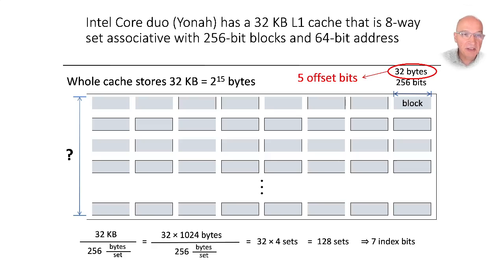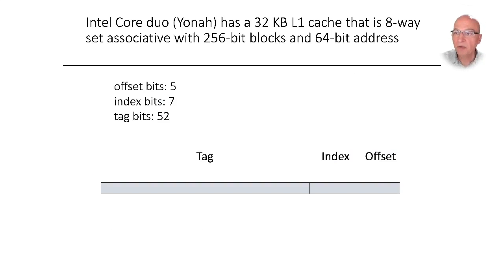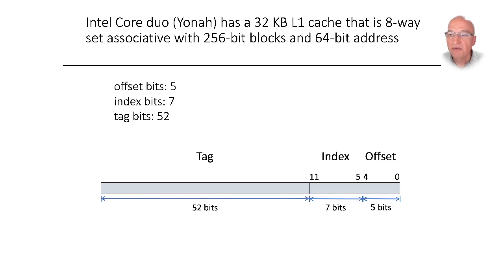So now I know that I have 7 index bits, I have 5 offset bits. How many bits do I need for the tag? Well, I get the total size of the address, which is 64 bits, and I subtract those two numbers, and the remaining bits are for the tag. So this cache will have tags of 52 bits, an index of 7 bits, and offsets of 5 bits. So that is the answer to my question. And the way I will decompose this address now will be 5 bits for the offset, 7 bits for the index, and 52 bits for the tag.